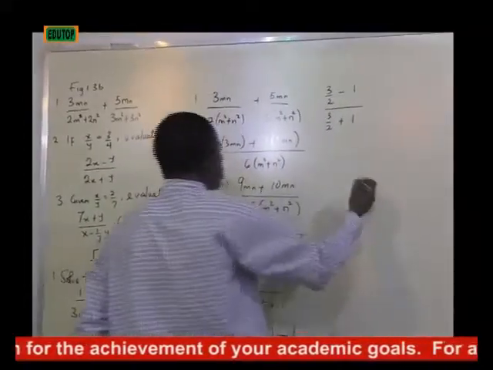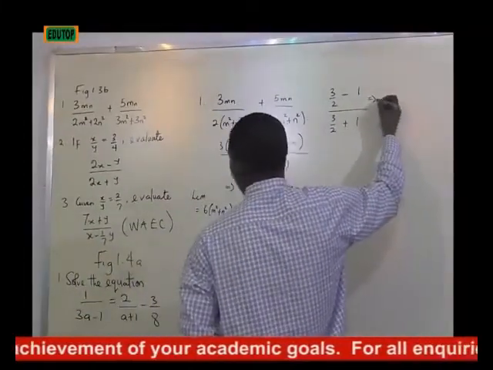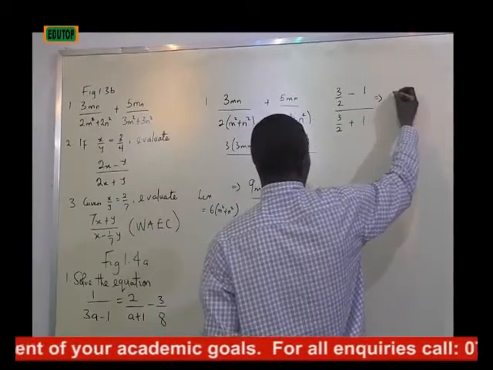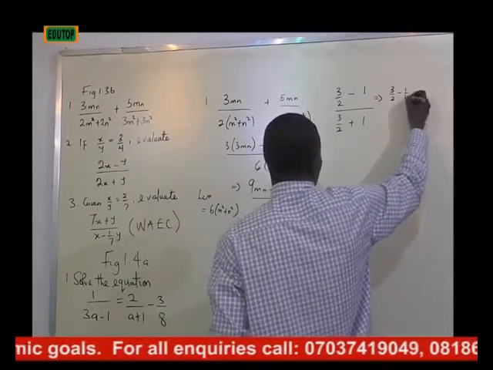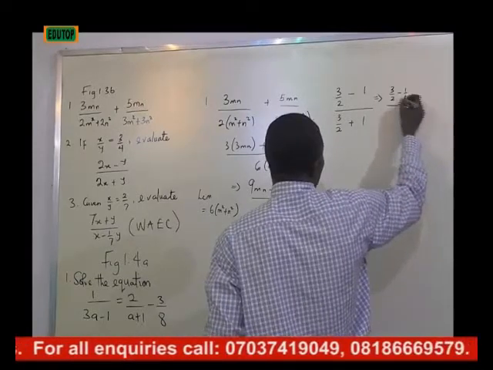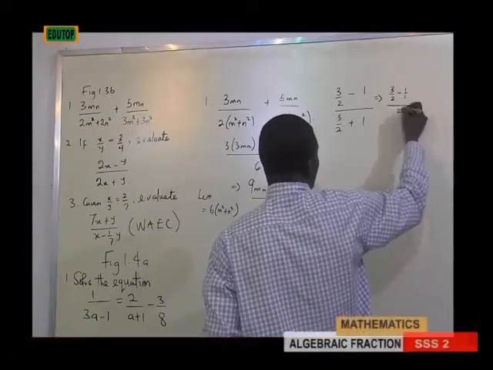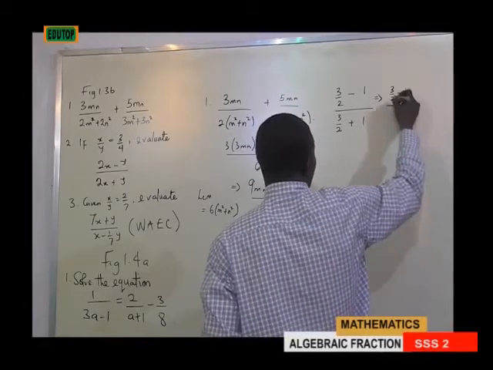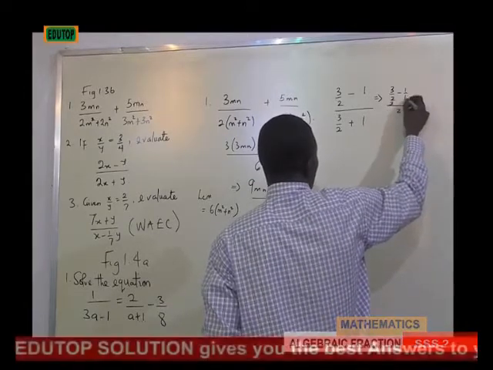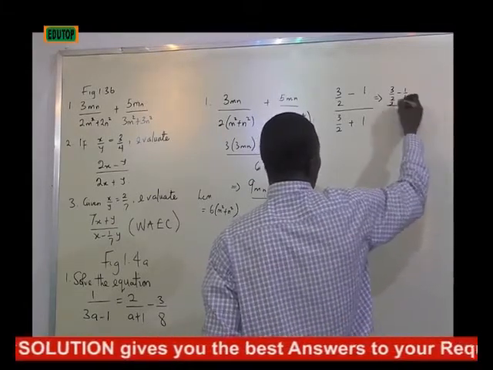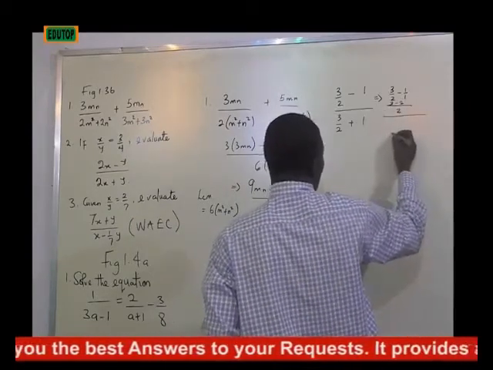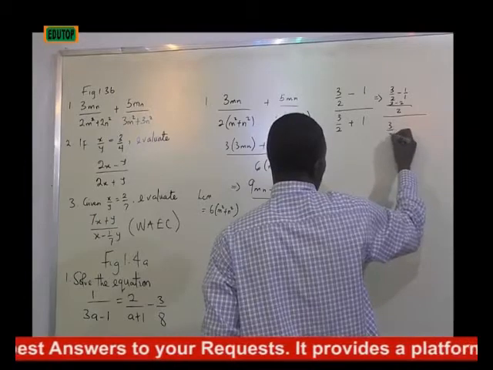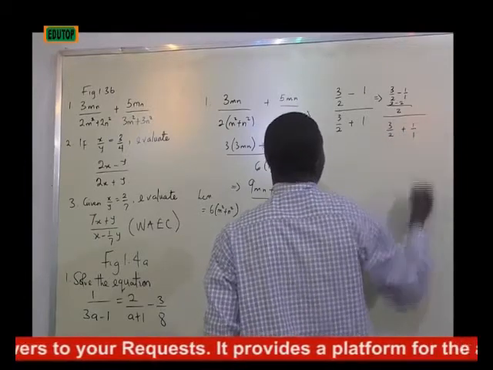plus 1. If we evaluate the numerator, we are going to have 3 over 2 minus 1 over 1 to fraction. Then we take the LCM, we are going to have 2. 2 in 2, 1. 1 times 3, 3. 1 in 2, 2. 2 times 1, we have minus 2.